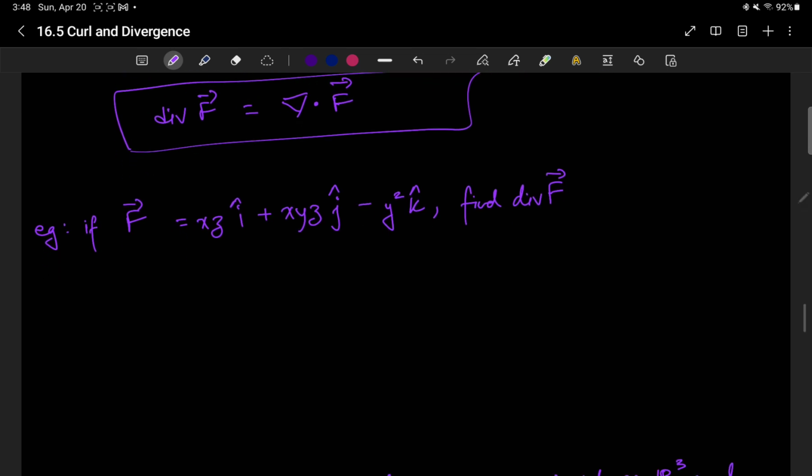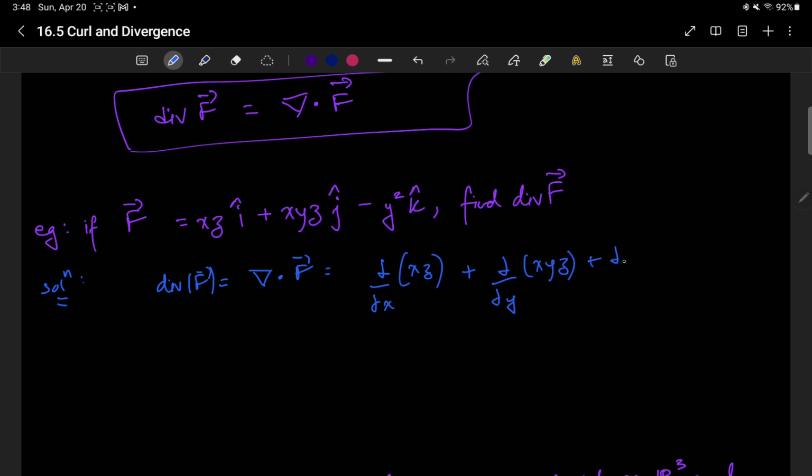Calculation of the divergence is much simpler than curl because we don't have to deal with determinants. Divergence of vector field F is simply the dot product of the del operator with F, which means we take the x component, take the partial with respect to x, we take the y component, partial with respect to y, and we take the z component, partial with respect to z, and add them up. This is z, this is xz, and this is 0. So this is z common, 1 plus x. And that is the divergence of this vector field.